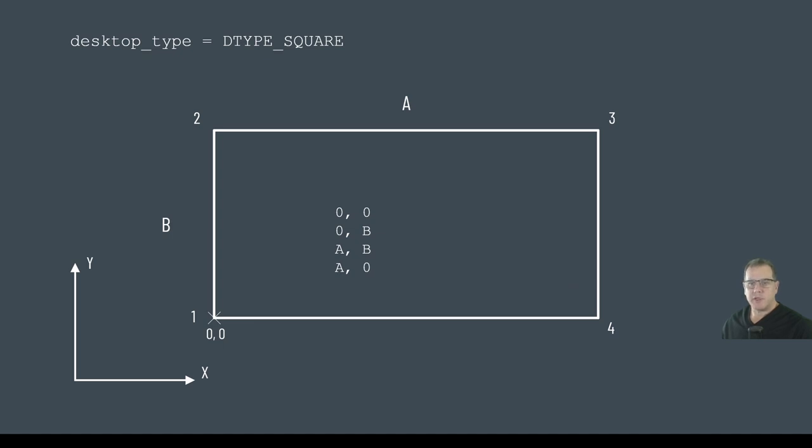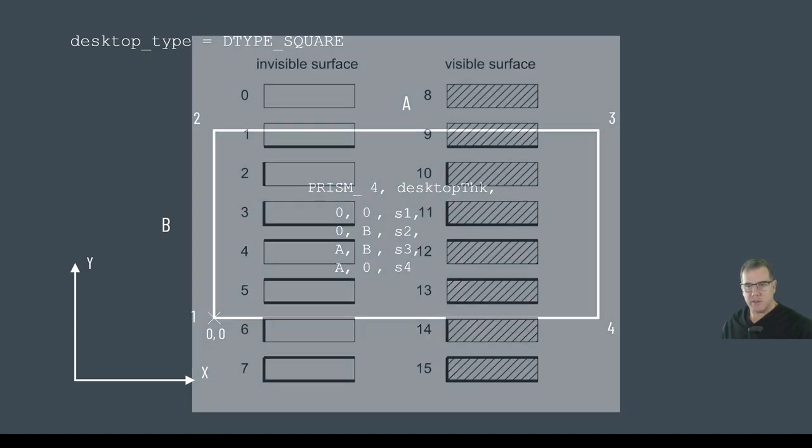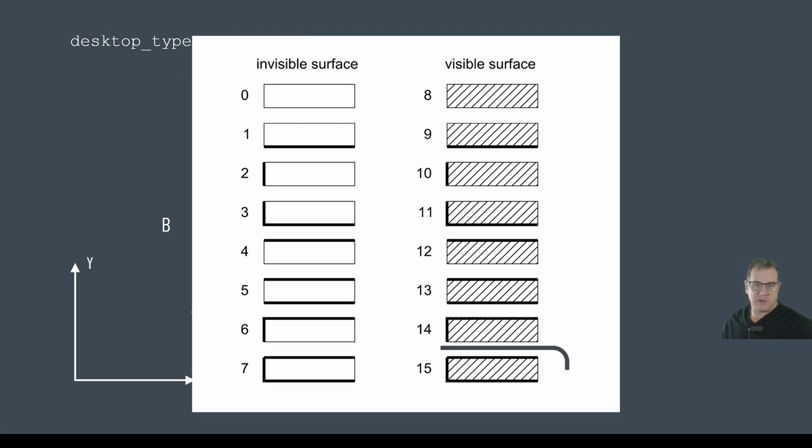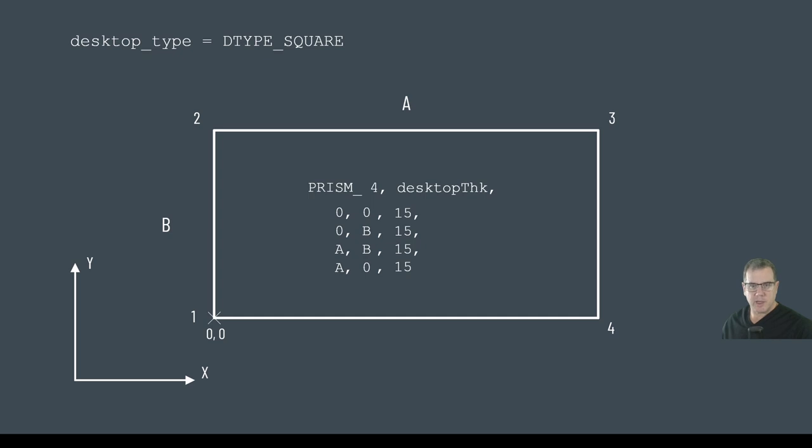So our final PRISM_ statement requires an N and an H, which is the number of coordinate lines and an extrusion height, so that will be 4 and desktop_thickness. And it also requires a status code for each coordinate line. For this shape, we want the face and all edges, which, according to our diagram, is status code 15. So if we look at our final script, this is what we have. With that technique in place, let's look at the other two desktop options.